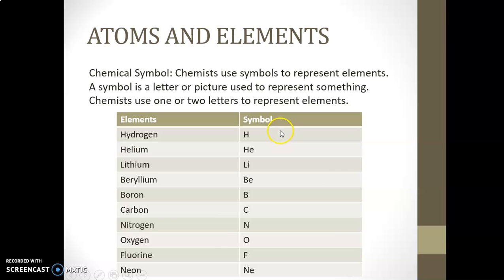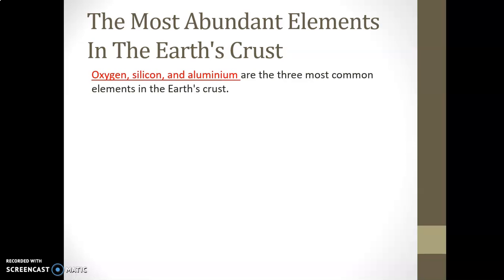So these are the atoms and elements. For example, hydrogen, the symbol is H, helium is He, lithium is Li, beryllium is Be, boron is B, carbon is C, then nitrogen, oxygen, fluorine, and neon. The most abundant elements in the Earth's crust are oxygen, silicon, and aluminium.